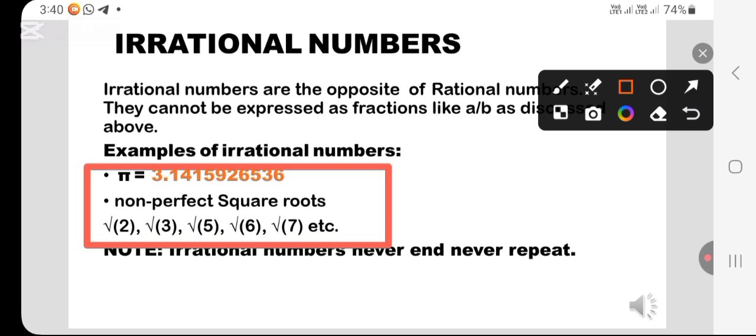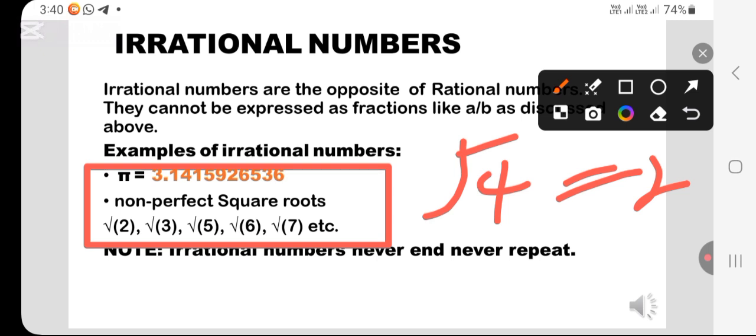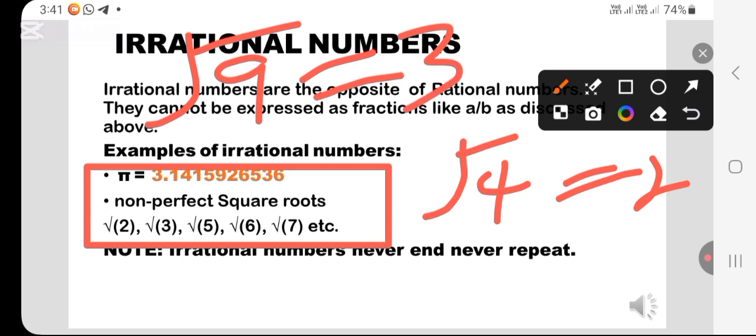These non-perfect square roots are the opposite of perfect square roots. Perfect square roots are like this. Square root of 4 is equal to 2. Square root of 4 is a perfect square root because the answer will give you 2. Square root of 9 is a perfect square root because the value will give you 3. And the value you get can be expressed as fractions.